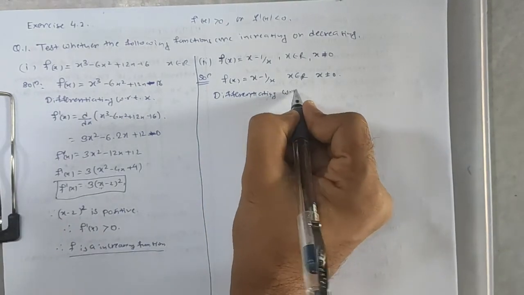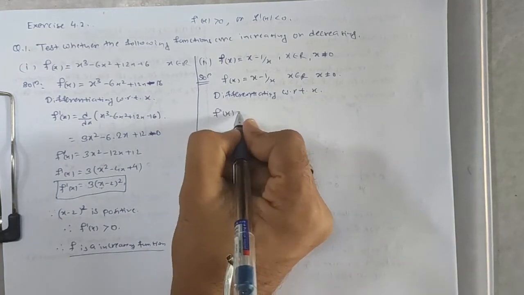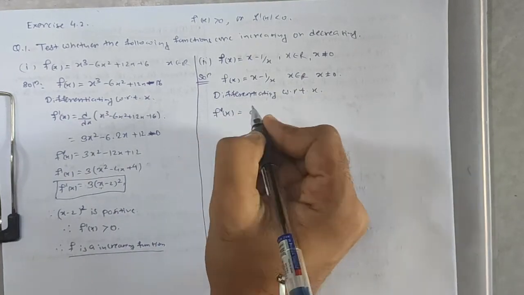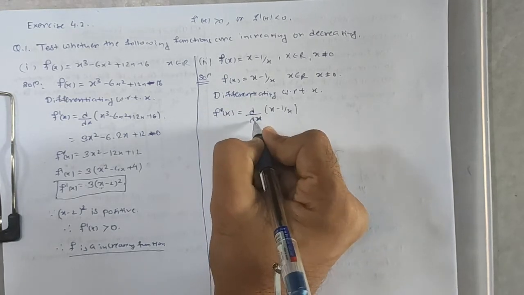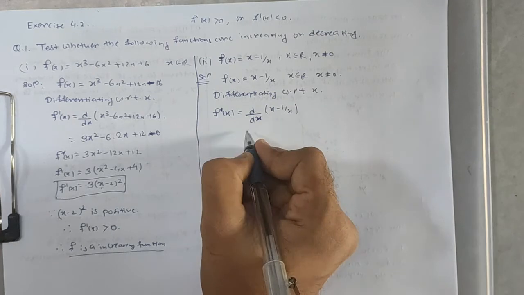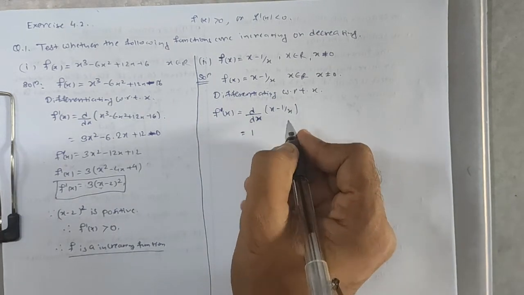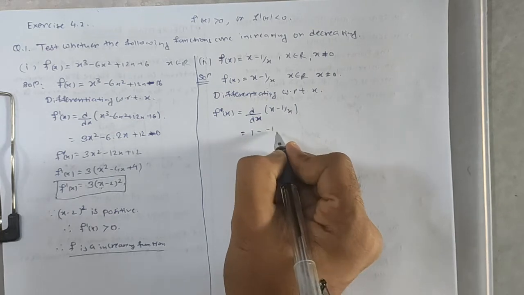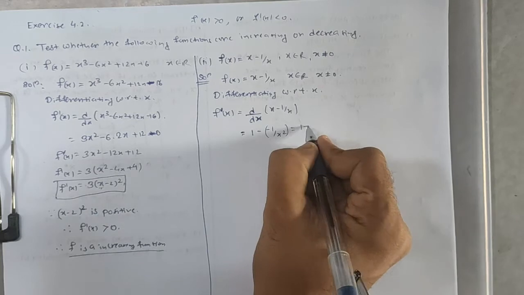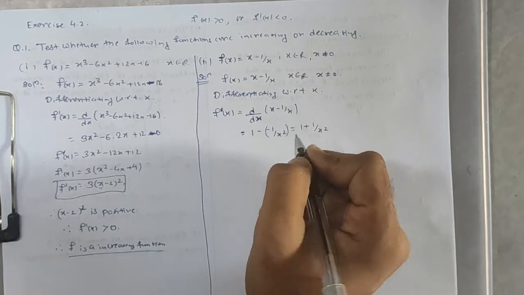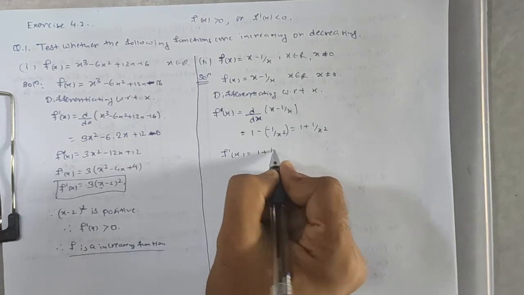with respect to x. So f dash of x would be differentiation of x minus 1 by x with respect to x. The differentiation of x will be 1 and differentiation of 1 by x will be minus 1 by x square. Correct? So this will be 1 plus 1 by x square. If we see, f dash of x will be 1 plus 1 by x square.